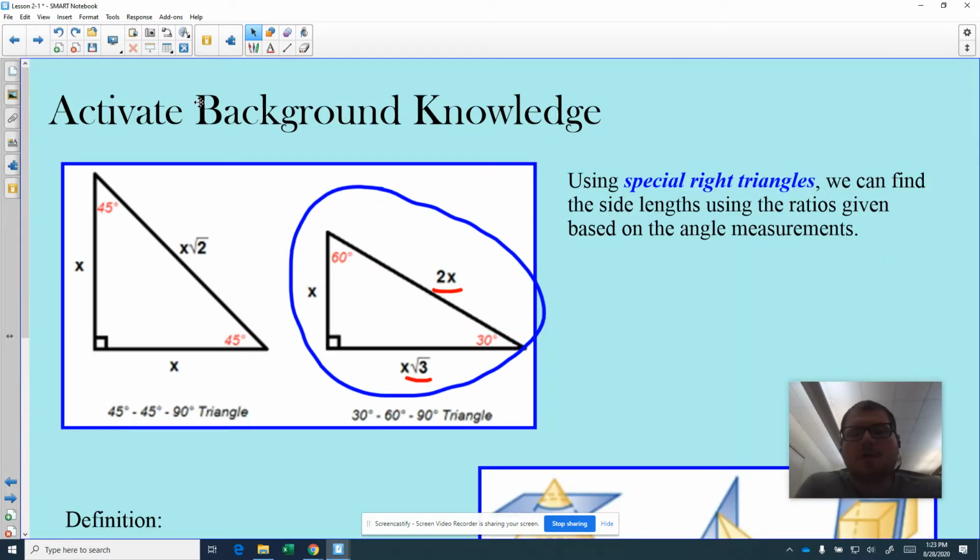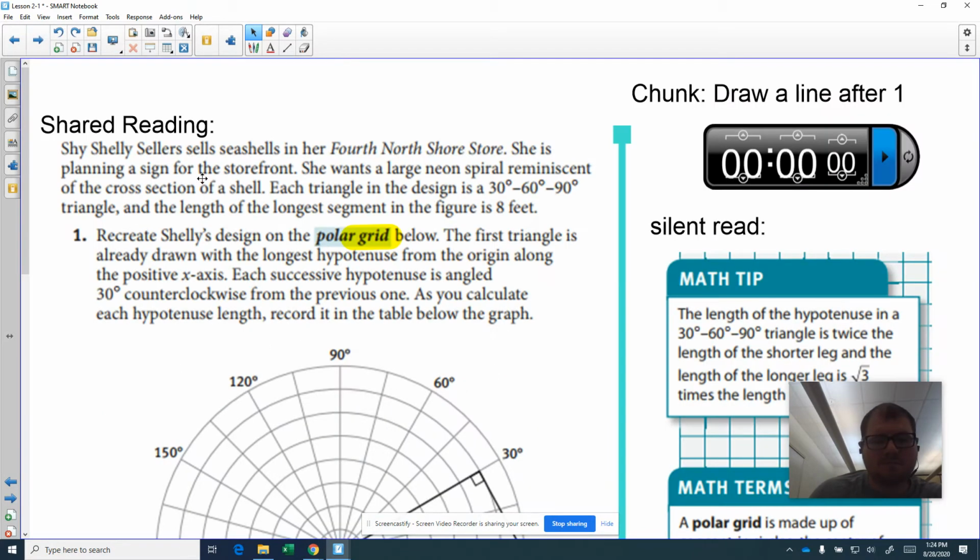For today's lesson, some background knowledge you need to know is a 30, 60, 90 triangle, for the big one. I have it circled on your screen right there. Basically, the big thing to understand is that in a 30, 60, 90 triangle, the hypotenuse, or the longest side, the side opposite of the 90-degree angle, is always going to be equal to 2x, as well as the 60-degree side is going to be equal to x times the square root of 3. Okay, important information that is needed to go into this lesson.